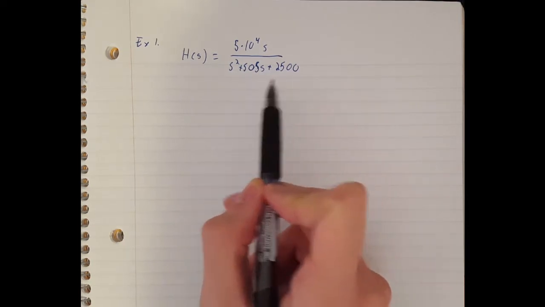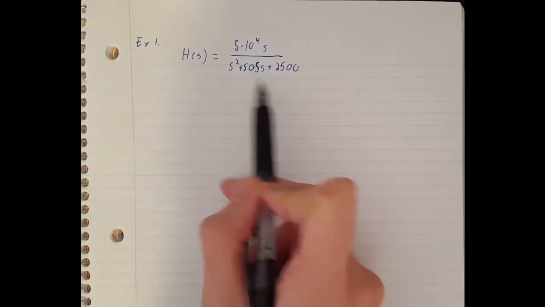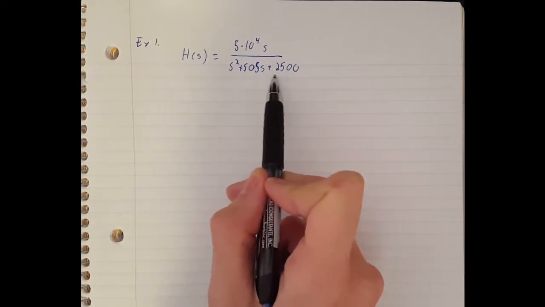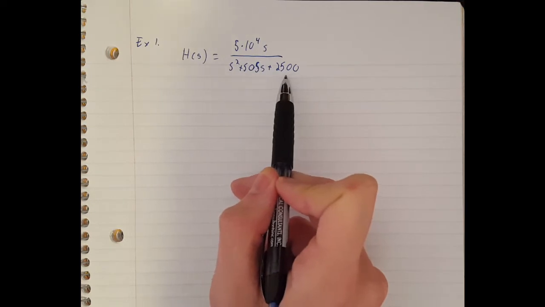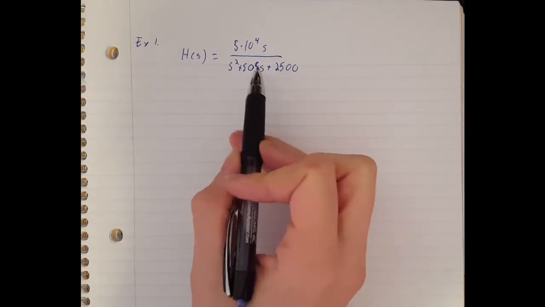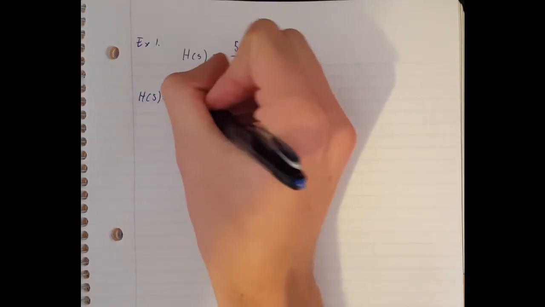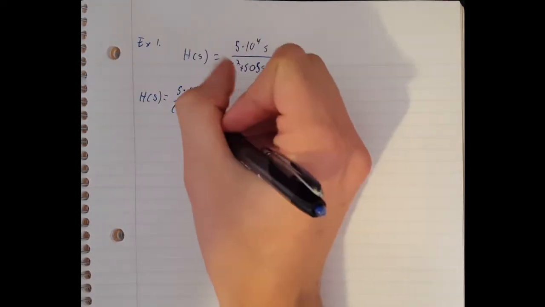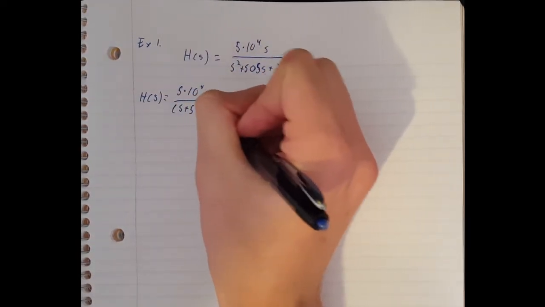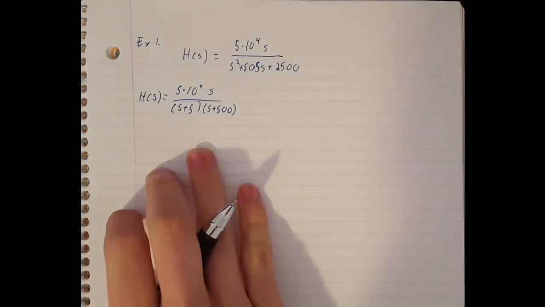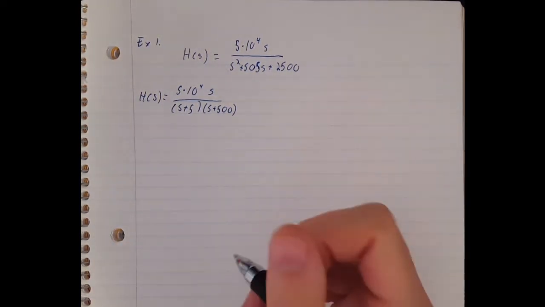And then we have 2 poles down bottom, and these poles aren't going to be at the origin because you see they're in this quadratic form, and there's a term being added to it here without any s. So now we're going to factor out this term. So we're going to get H of s equals 5 times 10 to the 4th still, times s over s plus 5 times s plus 500. So from this, we can get everything we need to draw Bode plots.